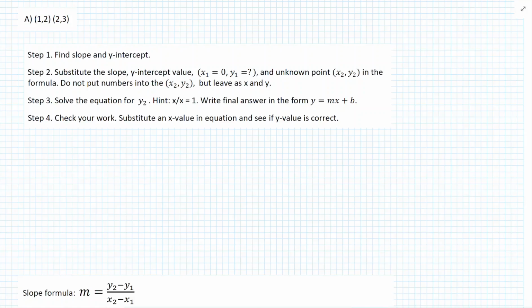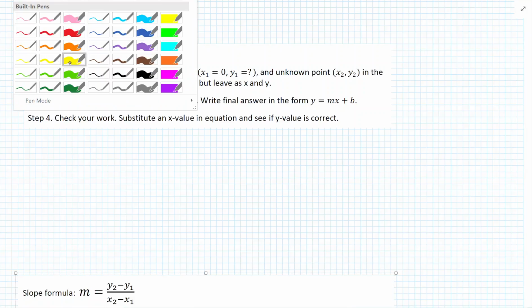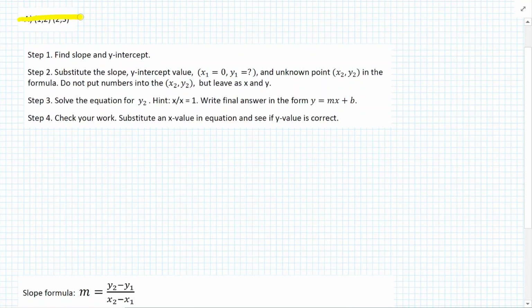Recall, we're trying to find the equation of a line, and we need to do that in slope-intercept form. But we're going to be starting off with 2 points. Our points are 1, 2 and 2, 3. Let's highlight those points so you see what we're working with right here.